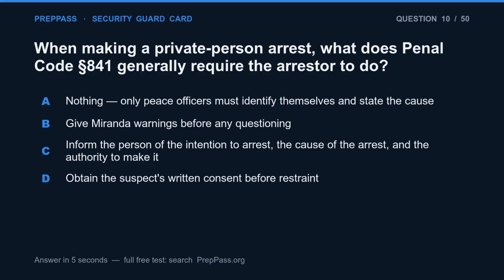Question 10. When making a private person arrest, what does Penal Code Section 841 generally require the arrestor to do? A. Nothing, only peace officers must identify themselves and state the cause. B. Give Miranda warnings before any questioning. C. Inform the person of the intention to arrest, the cause of the arrest, and the authority to make it. D. Obtain the suspect's written consent before restraint.